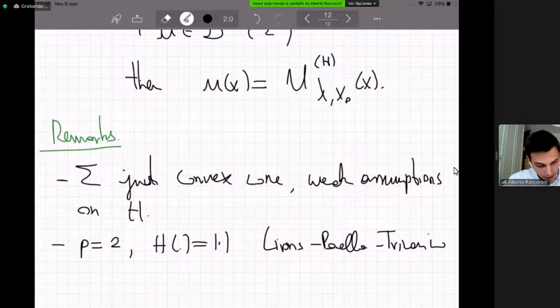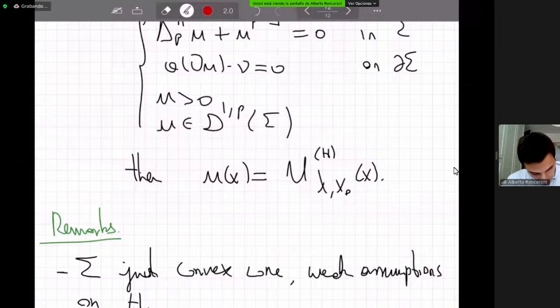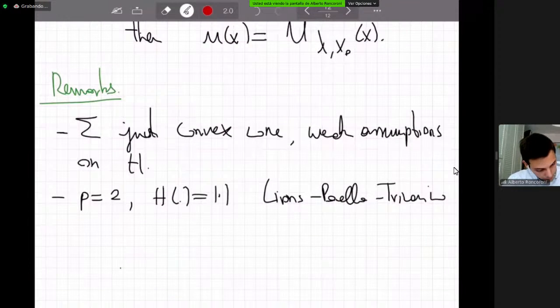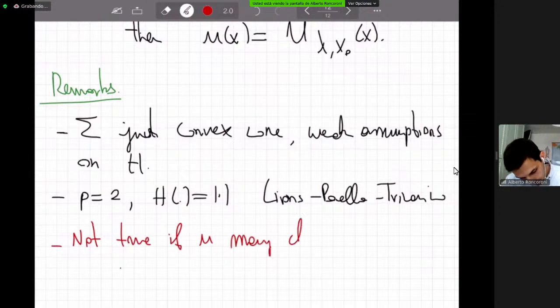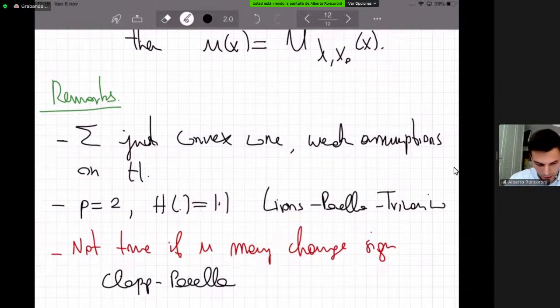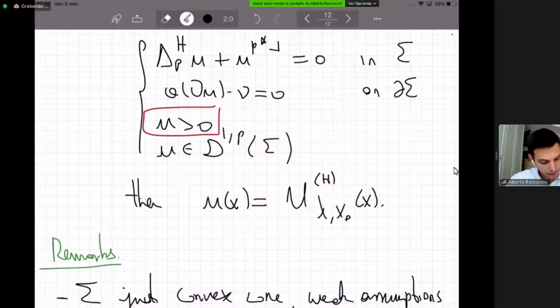Okay. Also in this case, the assumption u positive is important because, as before, this is not true if u may change sign. And one can see the recent paper by Clapp and Pacella, where they construct infinitely many non-radial sign-changing solutions to this problem for the usual Laplacian. So it's the analog of the papers by Ding, Del Pino, Musso, Pacard, and Pistoia. So it is important to assume this, while of course it would be interesting to remove this assumption.